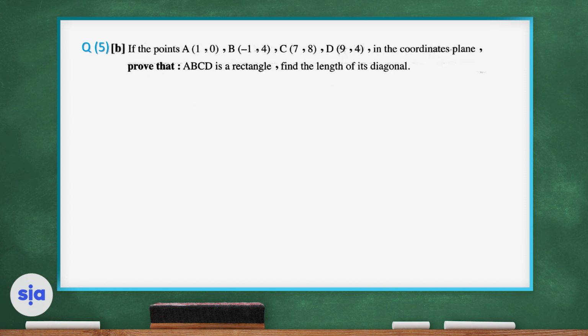Let's now go and find the last part in this question, which is asking us to find the length of the diagonal. What is the length of the diagonal? The diagonal is either AC or BD. So to find the length of the diagonal, you can say that AC equals square root of 1 minus 7 squared plus 0 minus 8 squared, then the length of AC is 10 unit length.